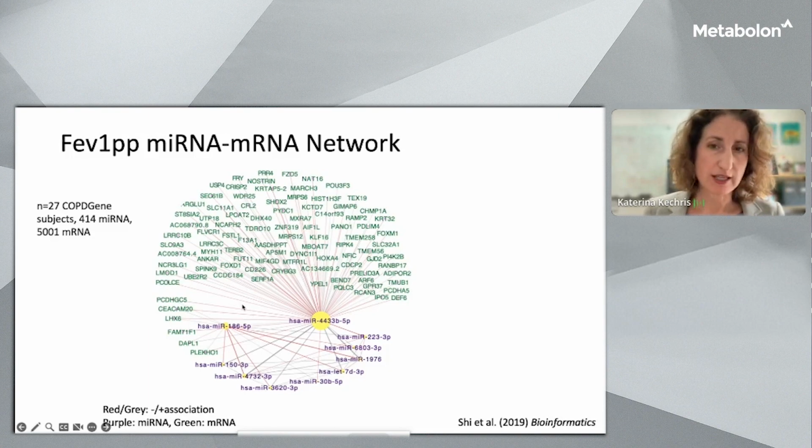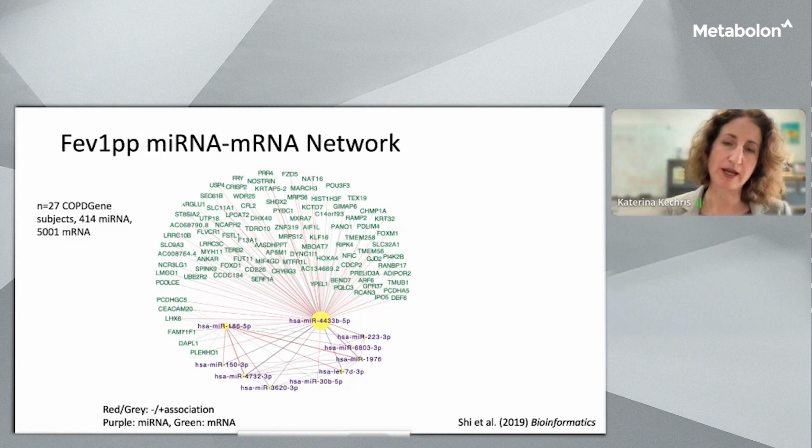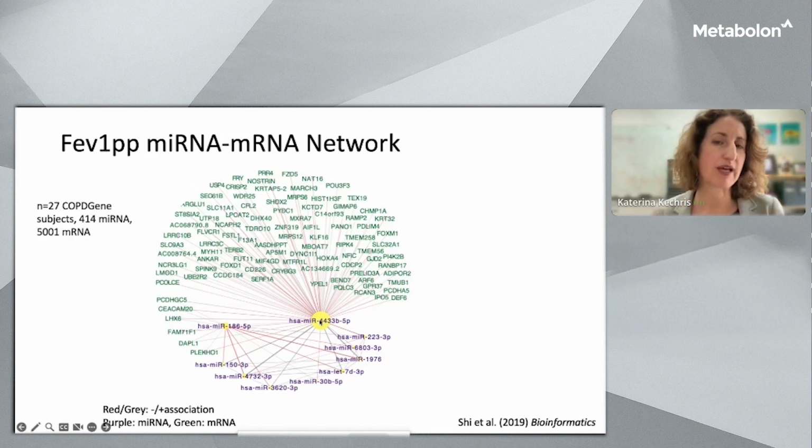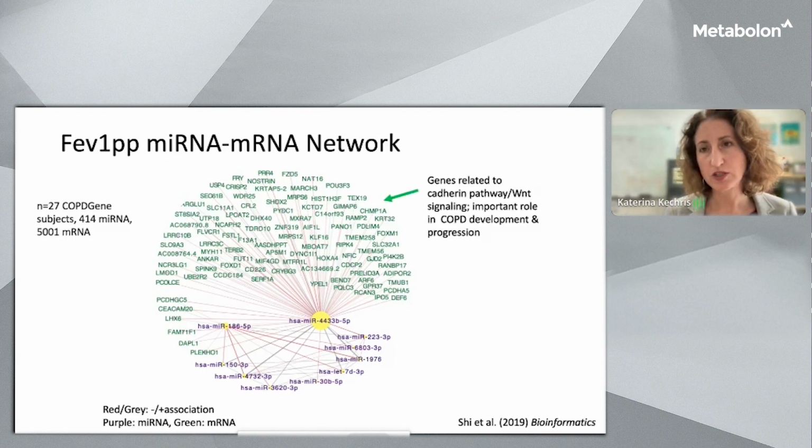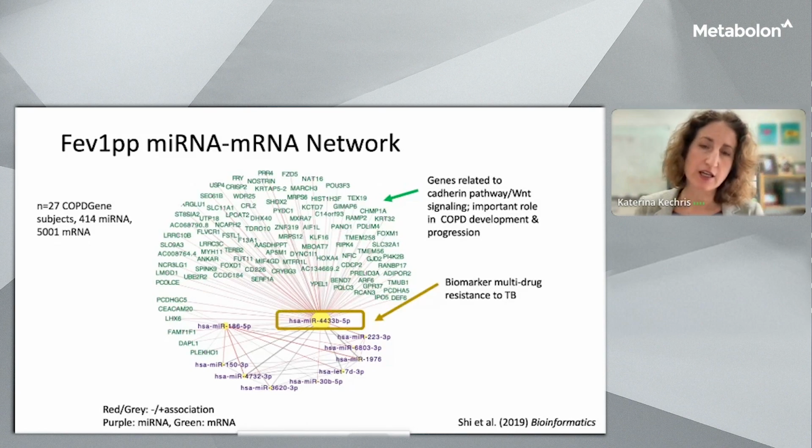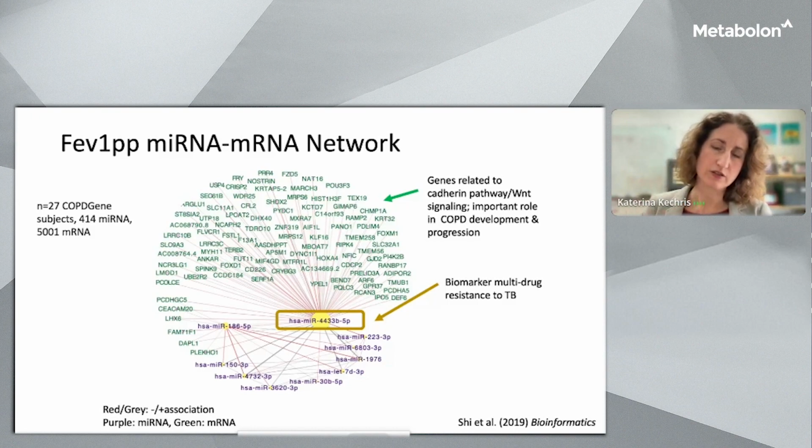What was not going into the algorithm is that there's this hub microRNA, and we know that microRNAs can be master regulators, regulating many genes. That was actually not a part of the algorithm, but it did in the end find this hub-like structure. In this particular network, we see genes that are related to the cadherin pathway and Wnt signaling that have already been identified as having an important role in COPD development and progression. And then this hub microRNA is relatively more newly annotated.